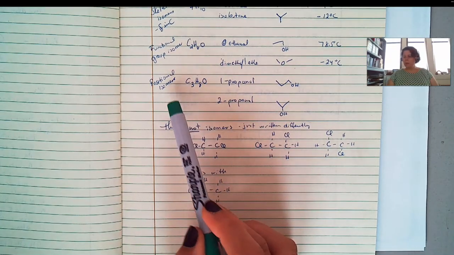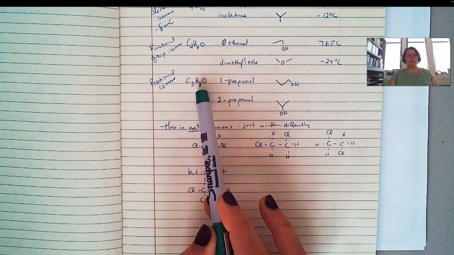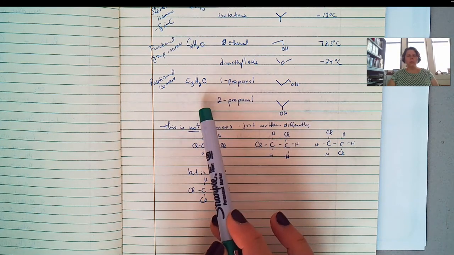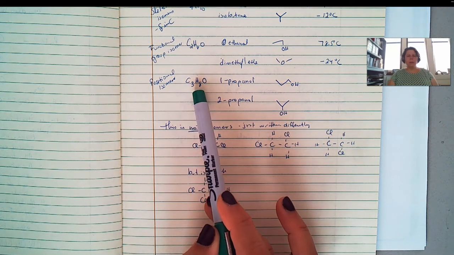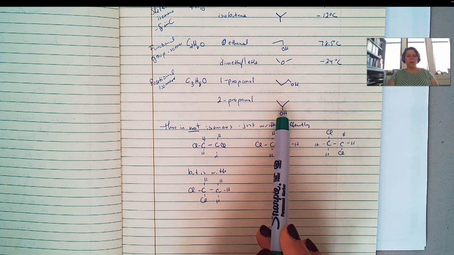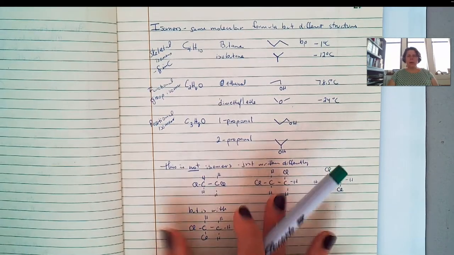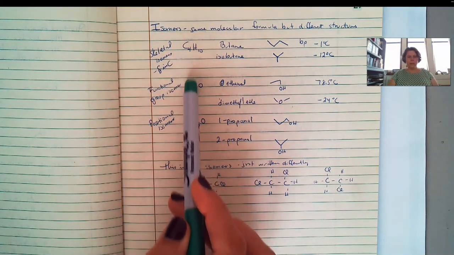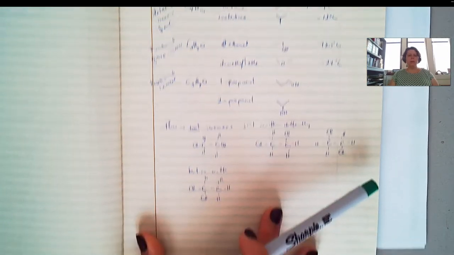We can also have what are called positional isomers. So this could be like C3H8O, so it could be 1-propanol, or it could be 2-propanol. It has the exact same formula here, but where we put the OH group differs. Okay, so these are what are called isomers. Isomers have the same molecular formula, but they have very different structures. So keeping that in mind.